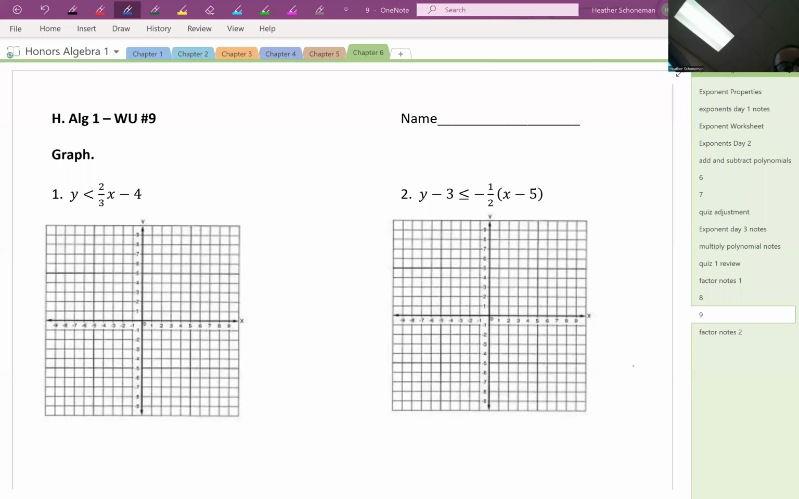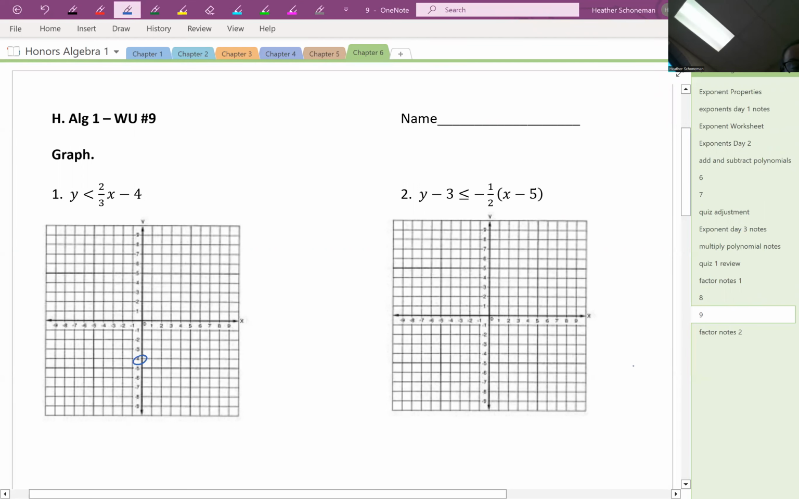Okay, this video is for the warm-up problem number 9. So if you need help with it, you can follow along here. So the first inequality is in slope-intercept form. So we know that our y-intercept is -4. And because it's a less than, not a less than or equal to, we're going to have an open circle.